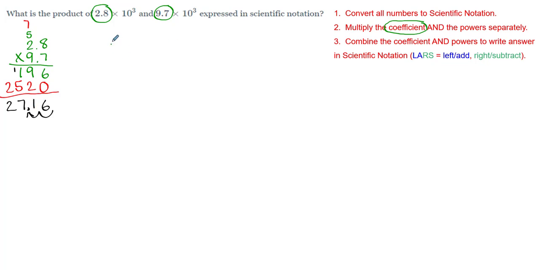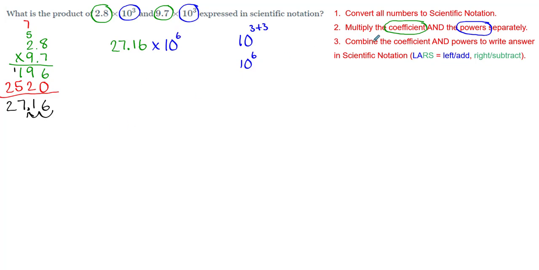So switching back to green, I'm going to put 27.16. And now I'm going to switch over to blue, and we're going to multiply the powers. So 10 to the power of 3 multiplied by 10 to the power of 3. Well, when you're dealing with multiplication and you have the same base 10, we're simply going to add the exponents. So I'd write 10 to the power of 3 plus 3 like that, and that's going to be 10 to the power of 6. So I'm just going to put 27.16 times 10 to the power of 6.